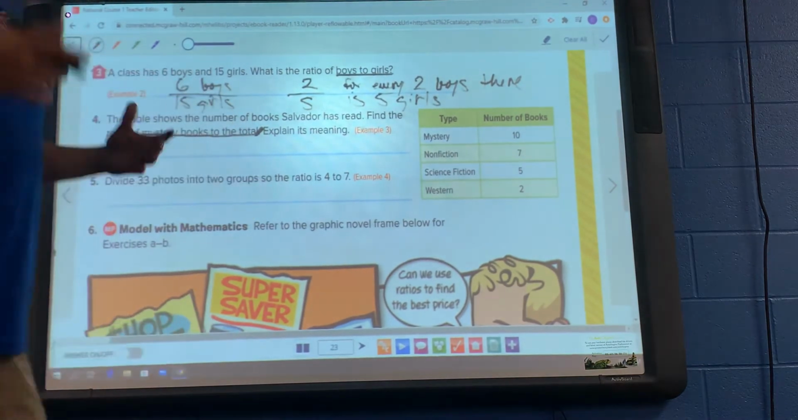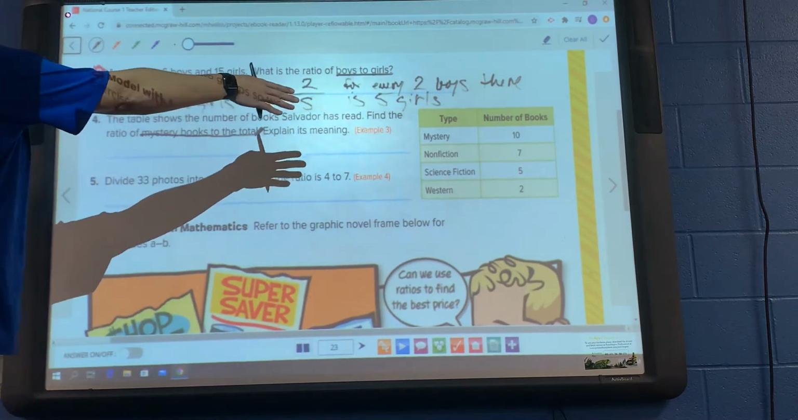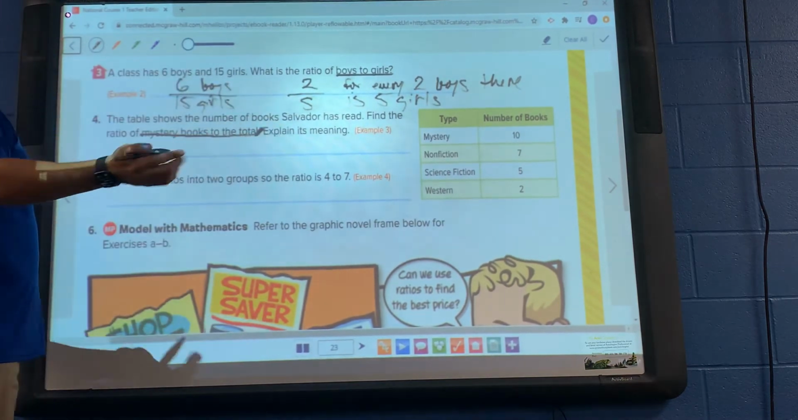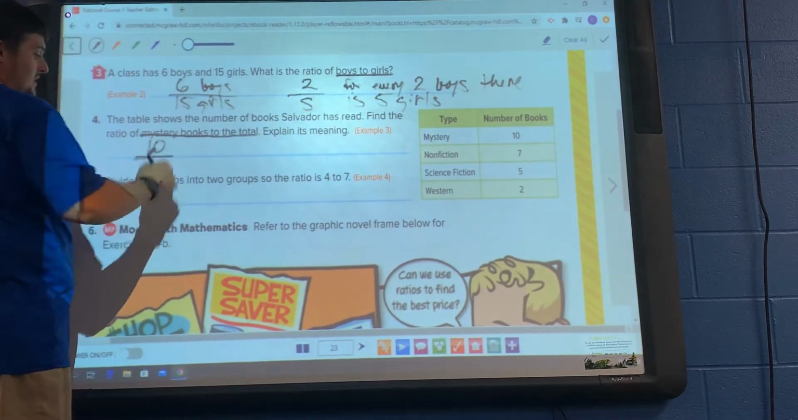It'll make you remember. It's just visual. It's right there in front of you. So we're going to start with the mystery books. If you look at the table, it has 10. So the number of books would be 10 for mystery. So 10 goes on top, because that's mystery.